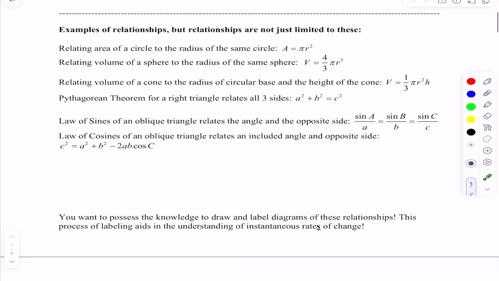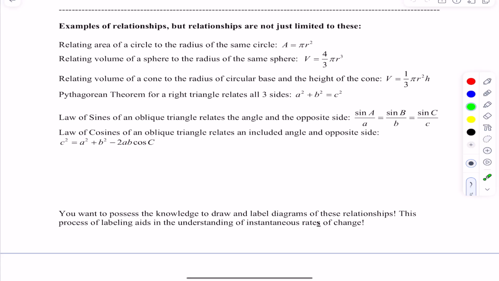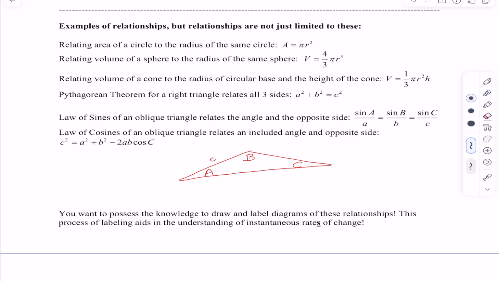Here are just a few examples of relationships. Relationships are usually formulas. Most of these are related to a subject called geometry. Some of them are related to a subject called trigonometry. For instance, you want to be able to draw the relationships as well. So in an oblique triangle with the law of cosines, your angles are usually capital letters or Greek letters, and then the lowercase symbols represent the sides of the non-right triangle, also known as the oblique triangle.